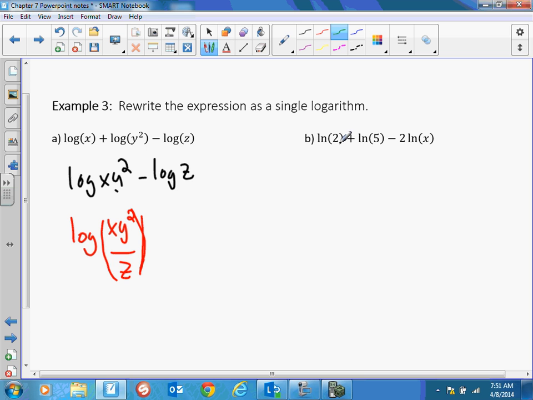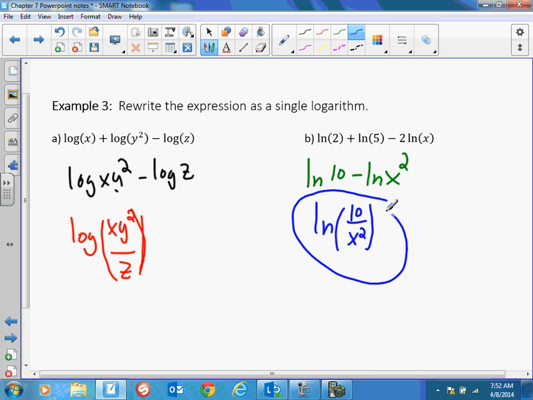Okay, this one we have natural log, but nothing changes. We're going to multiply those two together. So 2 times 5 is 10. So we're going to have natural log of 10 minus 2 natural log of x. Actually, let's just move that 2 right now. The 2 out in front can move as an exponent, so it'll be natural log of x squared. Then as we're subtracting, we can divide. So we'd have natural log of 10 over x squared. And that would be our answer. Okay. Because the 2 moved as the exponent. 2 times 5 is 10. Then we divide by x squared.